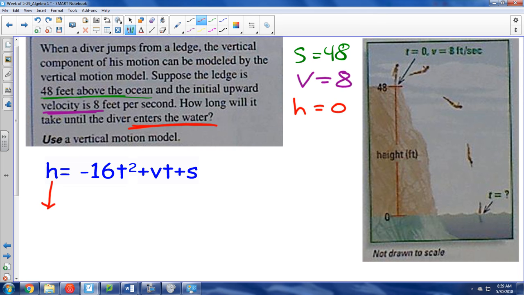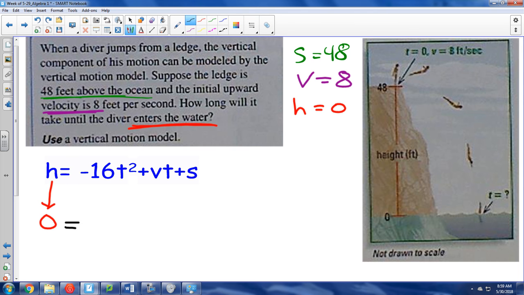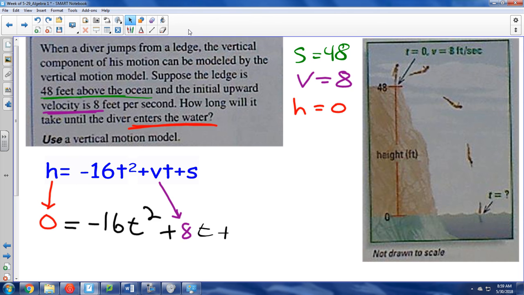I'm going to replace this with 0. I'm going to leave everything else alone. So this is going to equal negative 16 t squared plus, I'm going to put the 8 there now. There's the 8. And then I'm going to put the 48 right here.